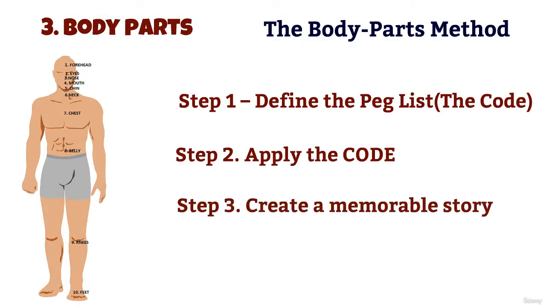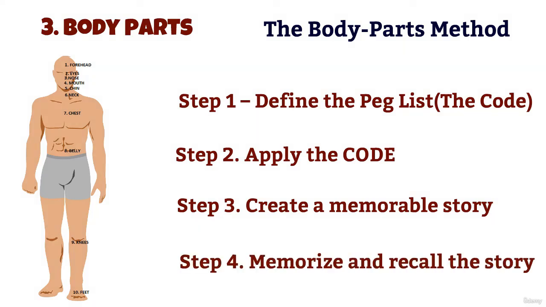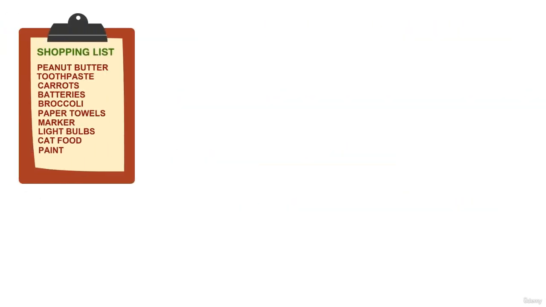Step 3. Create a memorable story. With a step-by-step logical scenario in which you will be the main actor, you will more easily transpose yourself into the role of hanger for the memorable images you want to store in your brain. Step 4. Memorize and recall the story. Replay the story, following it logically from one scene to the next, and you should recall all the items in the right order too. Now, let's view a practical example of how to use the body parts method.